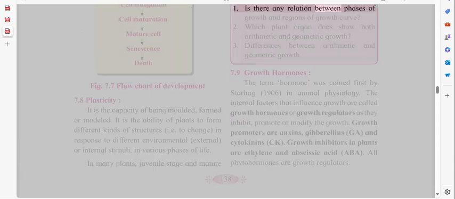1. Is there any relation between phases of growth and regions of growth curve? 2. Which plant organ shows both arithmetic and geometric growth? 3. Differences between arithmetic and geometric growth. Can you tell?